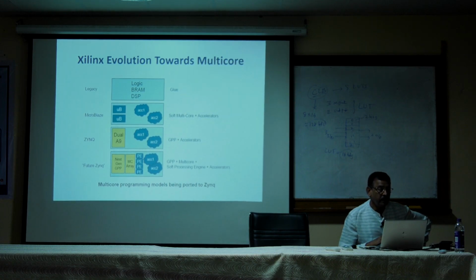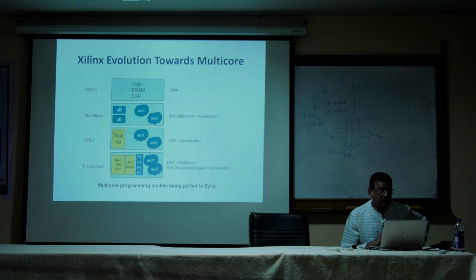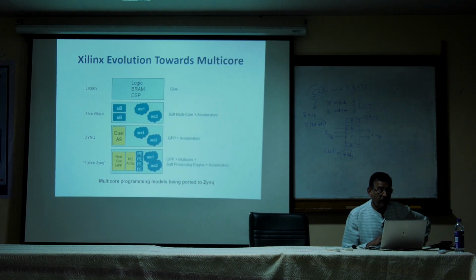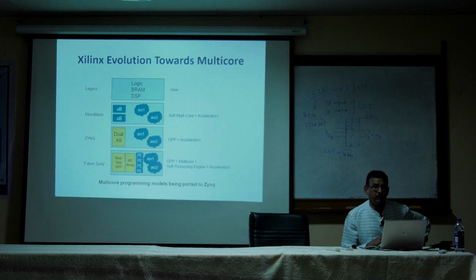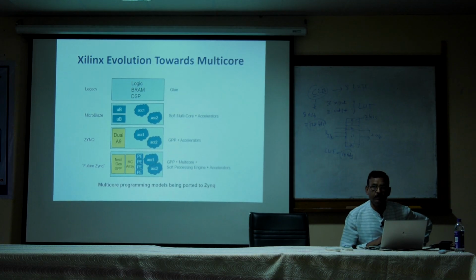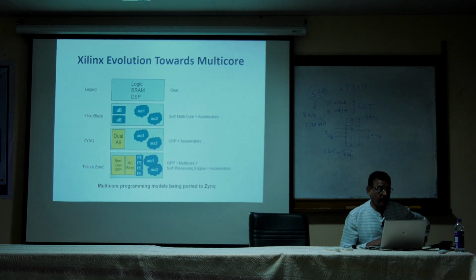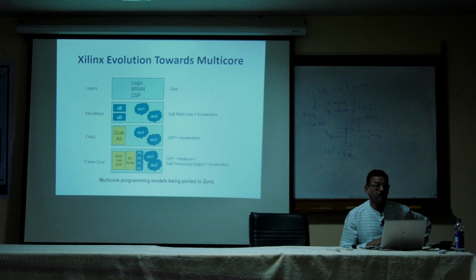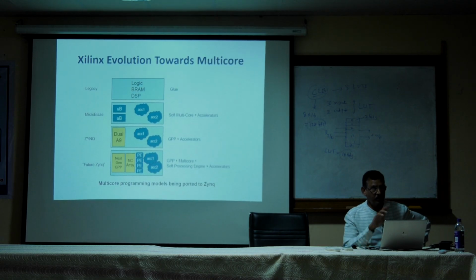Okay. Then the future Zynq may be next generation GPP and multi-core processors, processing engines like a GPP structure plus accelerators, that type of applications we can implement on the future Zynq FPGAs. This is for future Zynq FPGAs. Now, currently we are using this Zynq FPGA, dual core A9, dual core means 2 cores.